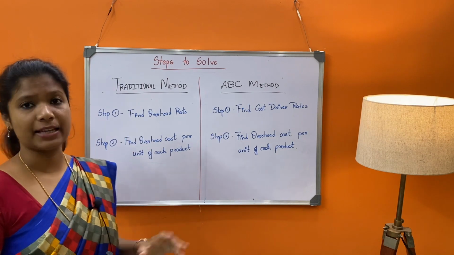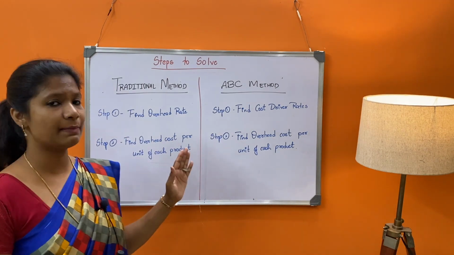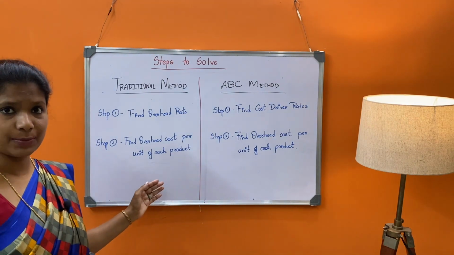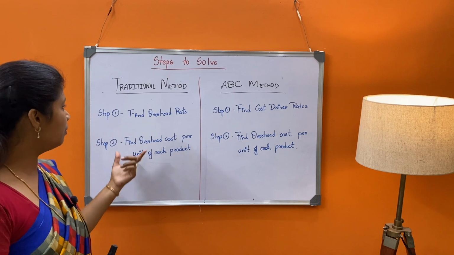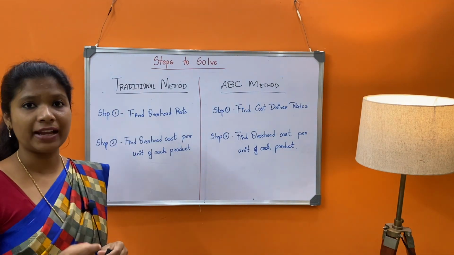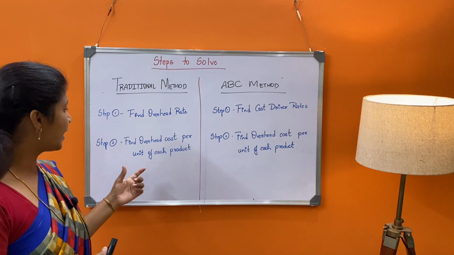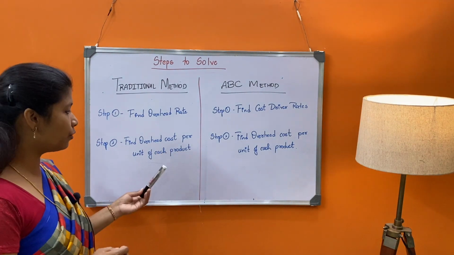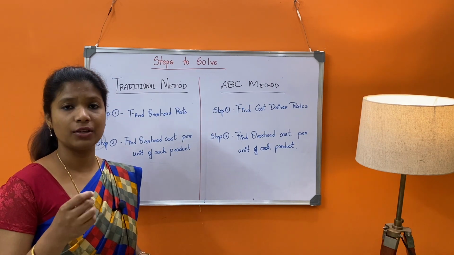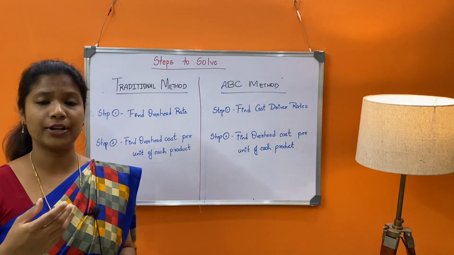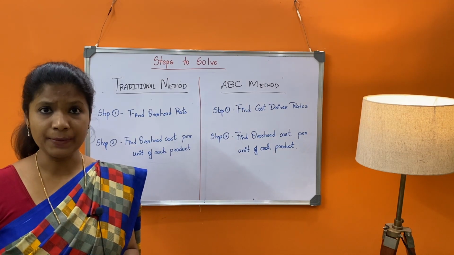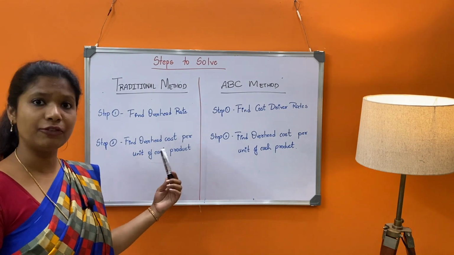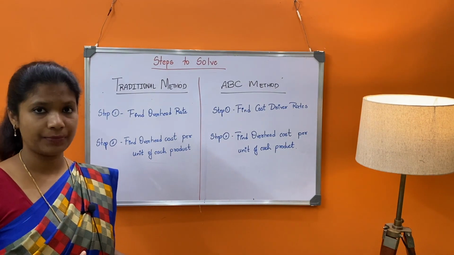So here are simple steps to solve. There are 2 steps for each method. I want you to remember this, okay? Under the traditional method, as we earlier discussed in the video, the first step is to find the overhead rate. Second, find the overhead cost per unit of each product. Why have I said per unit of each product? Because if the company has products A, B, C, D, etc., individually we need to find out the overhead cost for each product and each unit under that.